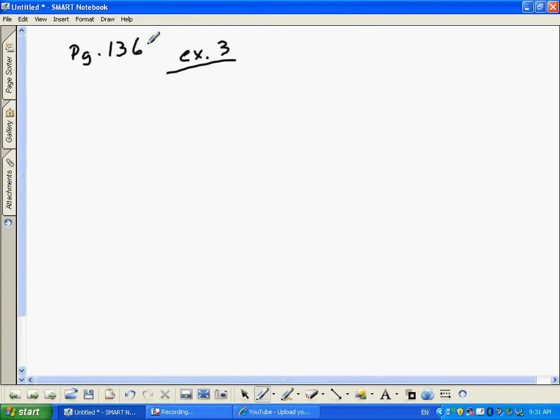On page 136, we're doing a word problem. So, we're going to try solving this word problem. It says, the height of a football kick from the ground is given by the function h at t. Okay, we're going to write down this function right now.